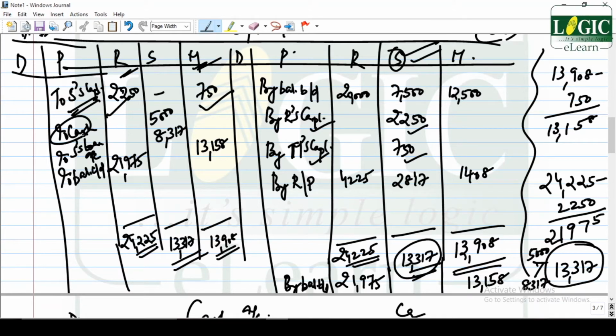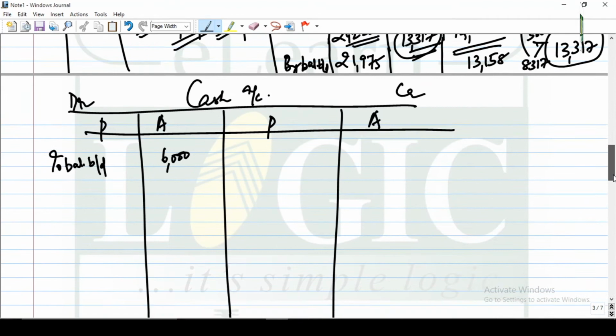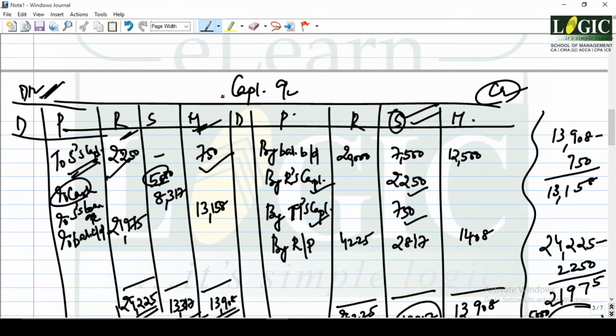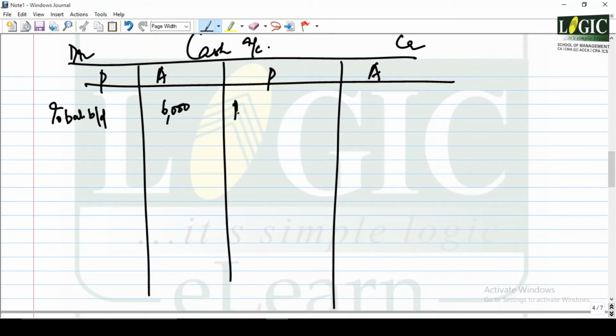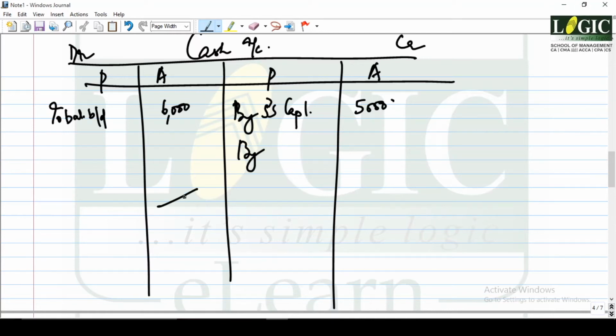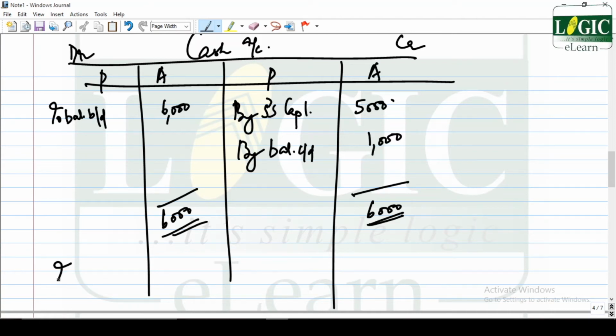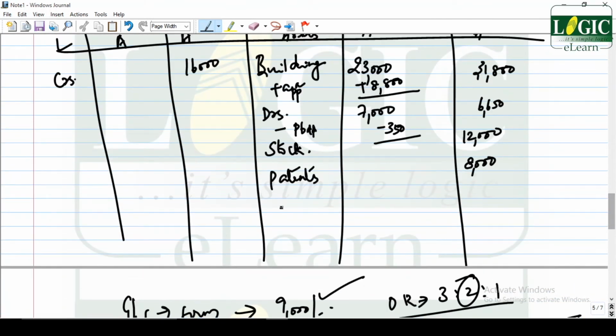Now this cash will have an impact in the cash account. So what is the journal entry? S capital account debited to cash. Cash is credited. So what will you write? By S capital, how much? 5,000. Now what is the position of the cash account? Heavier total on both sides, 6,000, by balance carried down 1,000, to balance brought down 1,000. Now this cash balance will come in the balance sheet.